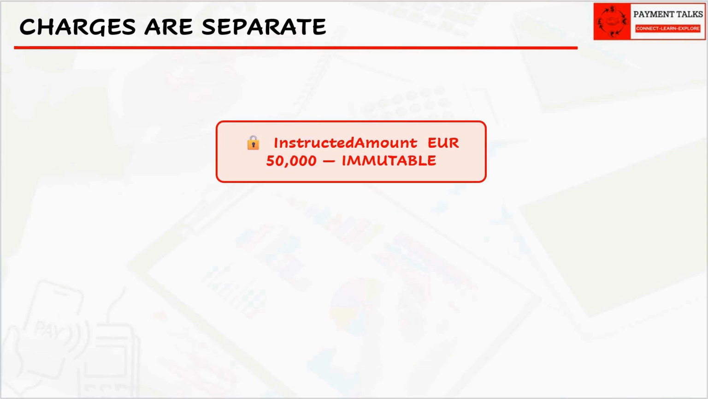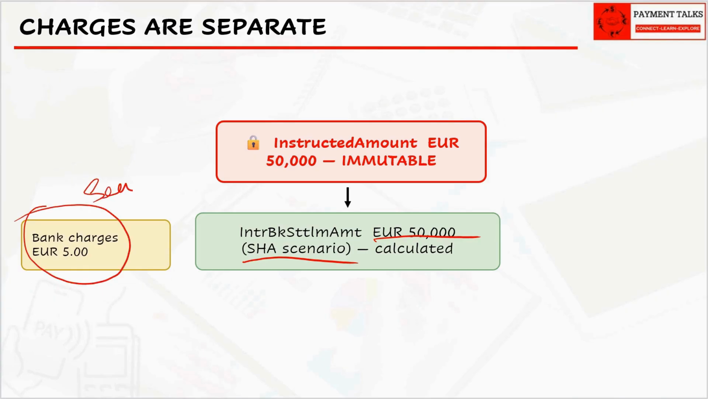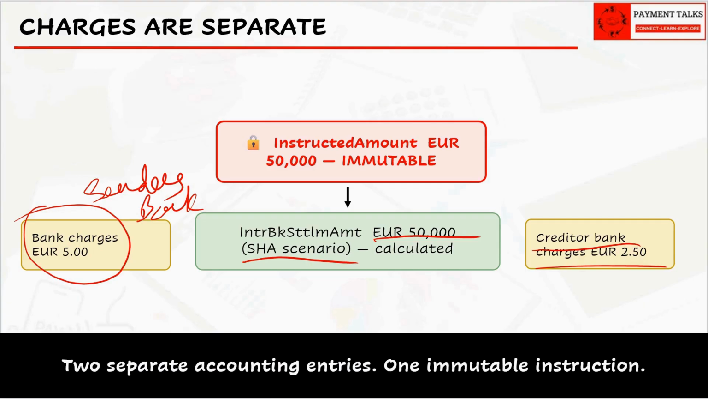To make this visual, instructed amount is a separate locked box. It is marked immutable. It never changes. Below it, calculated separately, is the interbank settlement amount, which is what actually settles between the banks on each hop. For the SHA scenario, that is euro 50,000. Completely separate calculation. On the side, the bank's euro 5 charge goes into the charges currency and charges amount fields. The creditor bank's euro 2.5 is taken from the interbank settlement amount and not from the instructed amount. Two separate fields even though they are euro 50,000 in this scenario.